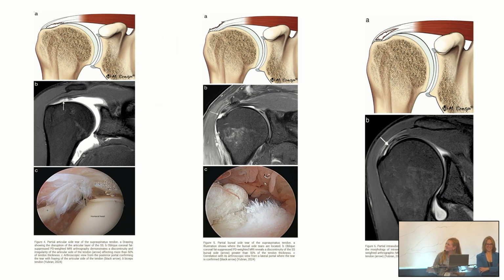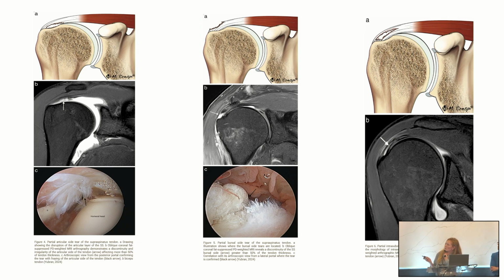So this was an interesting illustration, correlating an articular-sided partial tear here with what we see on MRI. Fluid tends to light up white on an MRI. And then how we see that arthroscopically with the camera. So again, this is the underside of that rotator cuff tendon. Bursal-sided tear in that subacromial space here. And again, translating that arthroscopically.